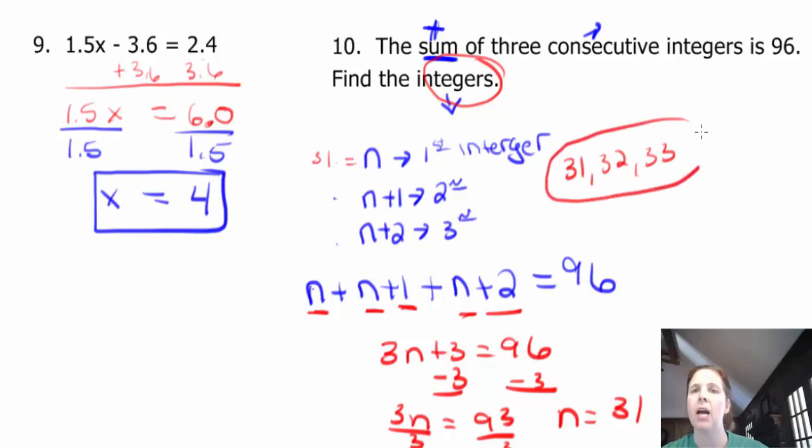Sometimes I might give you one that says the sum of 2 consecutive even integers. If it was an even integer, it'd be n, and then n plus 2, n plus 4, or n plus 6, depending on how many it's asking for.